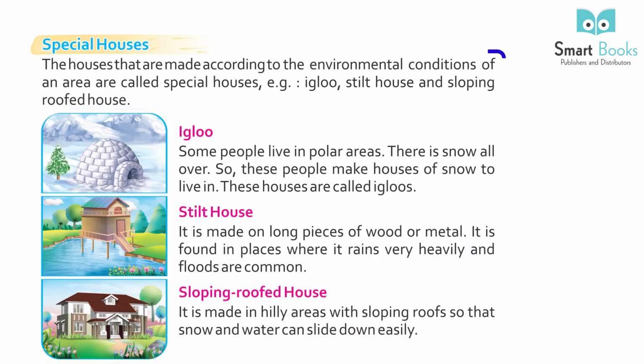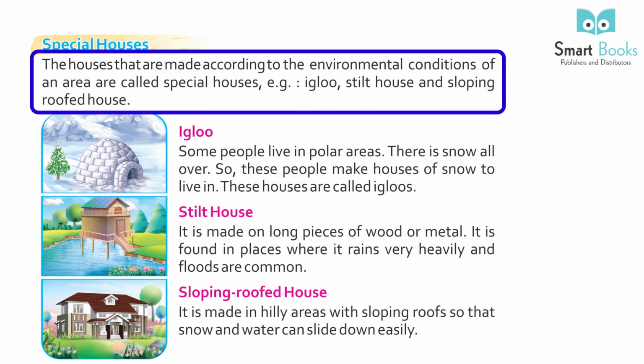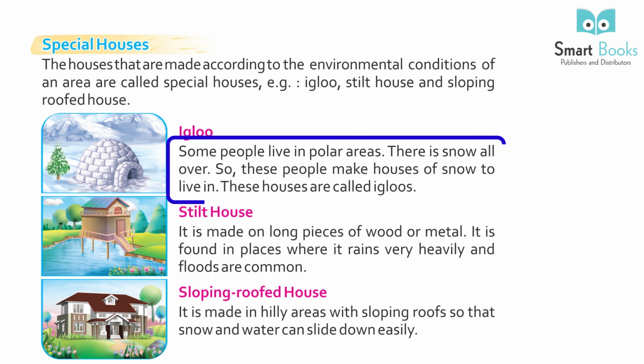Special houses. The houses that are made according to the environmental condition of an area are called special houses. Example: igloo, stilt house and sloping roofed house. Igloo. Some people live in polar areas. There is snow all over, so these people make houses of snow to live in. These houses are called igloos.